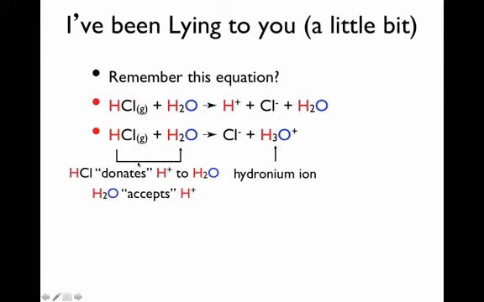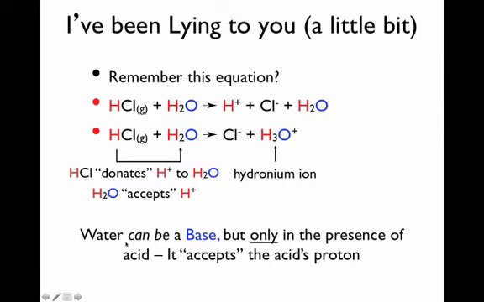So again, just to emphasize, this is the H plus donor, or the proton donor. This is the H plus acceptor, or the proton acceptor. So this is the base, in this case water, and this is the acid, HCl. So the punchline here, or one of the punchlines, in addition to pointing out that you can actually have H2O converted into something called H3O plus, the other punchline is that water can actually be a base, but it's only a base when it's in the presence of an acid. When it is in the presence of an acid, it can accept the proton from the acid.